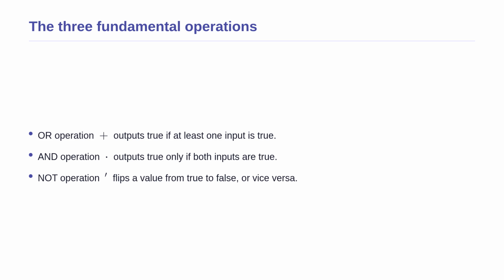The OR operation outputs true if at least one input is true. The AND operation outputs true only if both inputs are true. Finally, the NOT operation or complement simply flips a value from true to false or false to true. These form our logical rulebook.